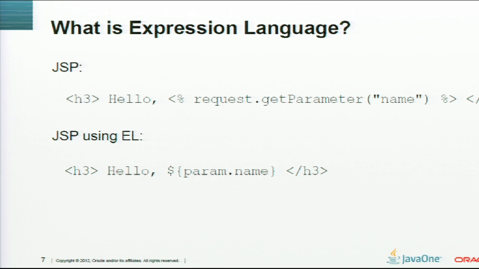You could just say, usually the dollar sign and curly brackets are the delimiters for expression language in JSP. So you could just say param.name, and then the expression language engine would go and evaluate that expression, which turns out to be the same as calling request.getParameter name. Yeah, you guys probably know all this already.